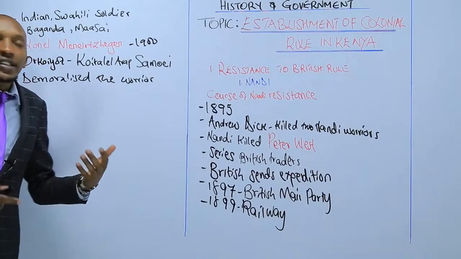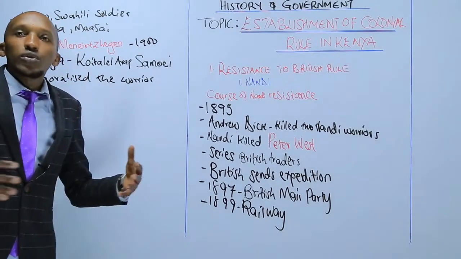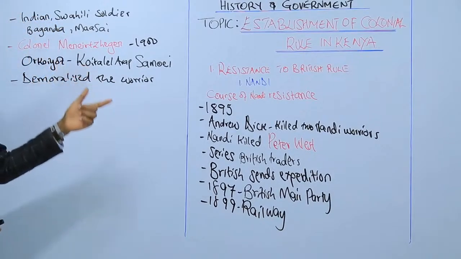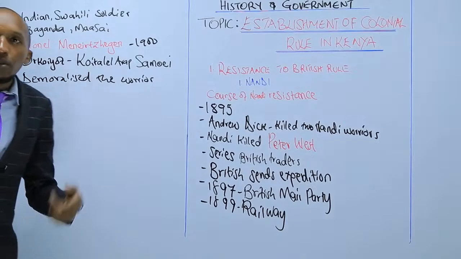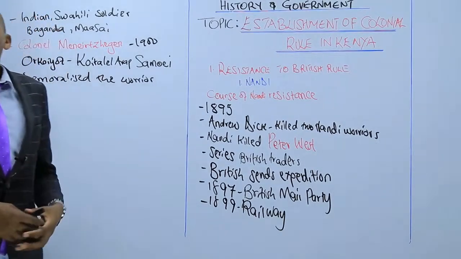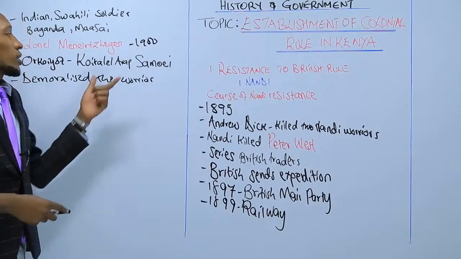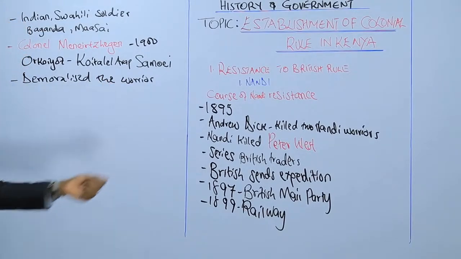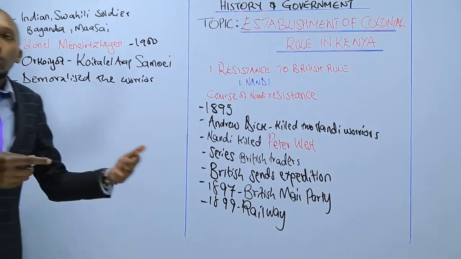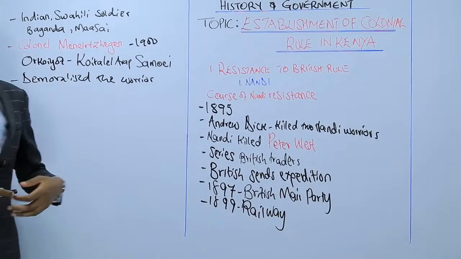So he discovered that the community was galvanized or was united by the institution of the Orkoiyot, and the leader then who was taking the Orkoiyot at that time was Koitalel Arap Samoei. So he tricked him together with some leaders into a peace meeting, and then he captured Koitalel Arap Samoei and executed him. So that really demoralized the warriors. They could not now have a united attack against the British. They had now been disheartened.